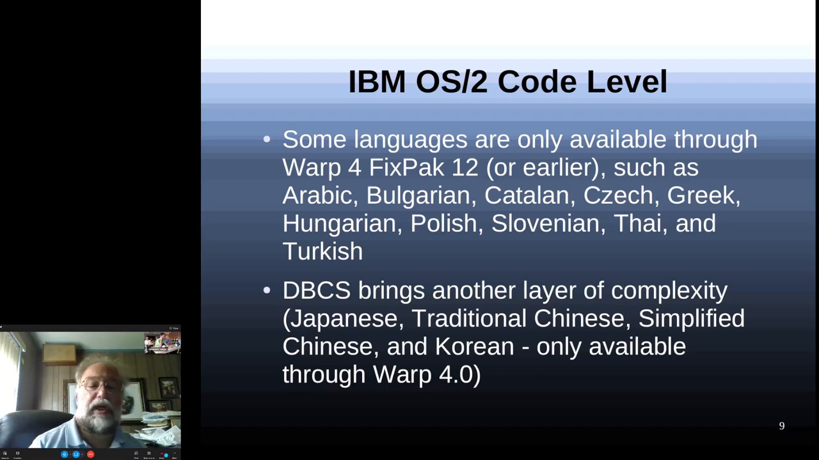So they pose significant challenges of their own. And some of those challenges are not uniform across all of the languages. So Japanese may pose some issues of its own that are different from traditional Chinese, which are different from simplified Chinese, which are in turn different from Korean. So each one needs to be taken as a separate case and addressed individually. Next slide, please.